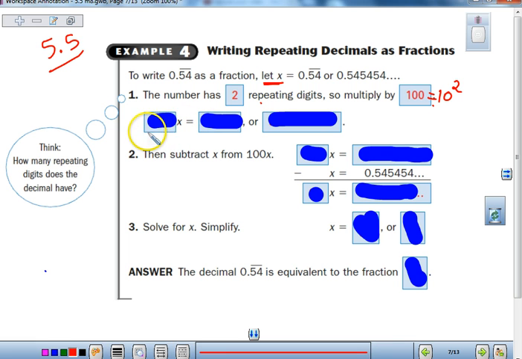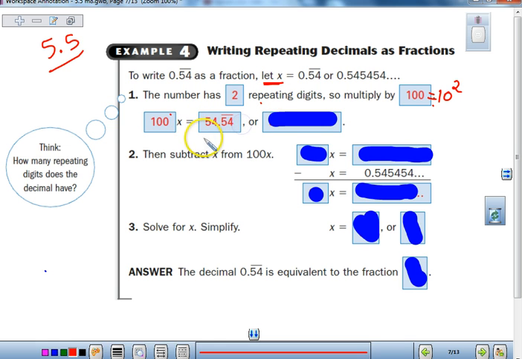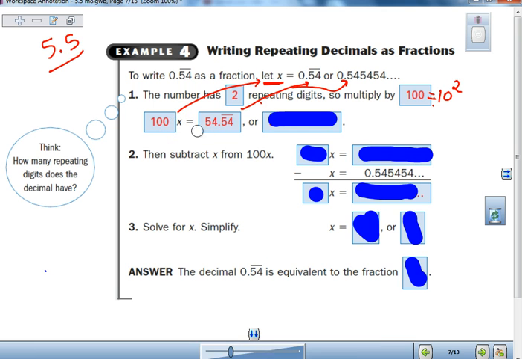So we're going to start the problem with x equals, we know this, and then we're going to have 100x equal to. You take this equation, the x, and multiply it by 100, so we get 100x. And you're also going to take this 0.54 repeating, and multiply by 100, so we get 54.5454.